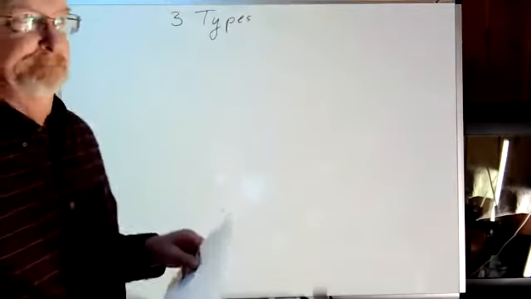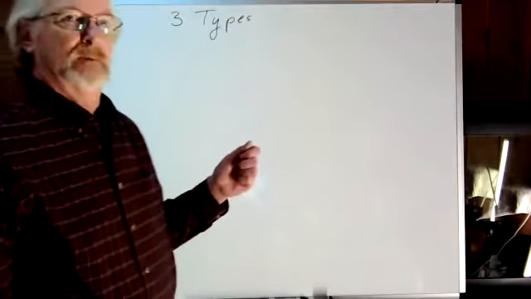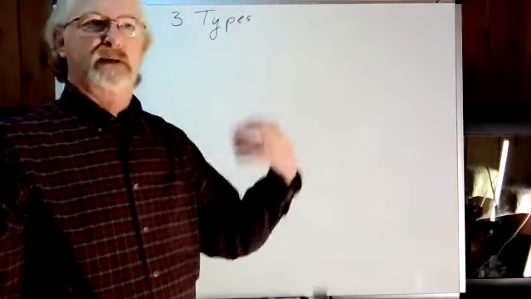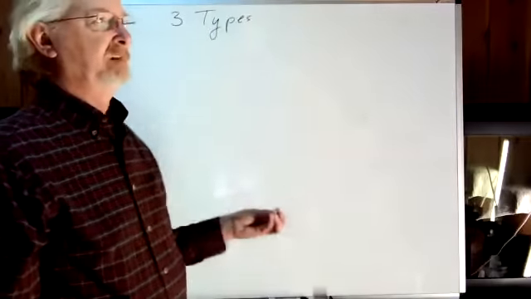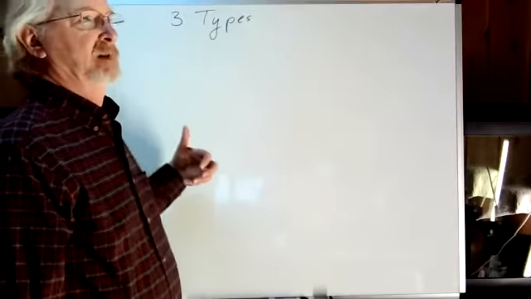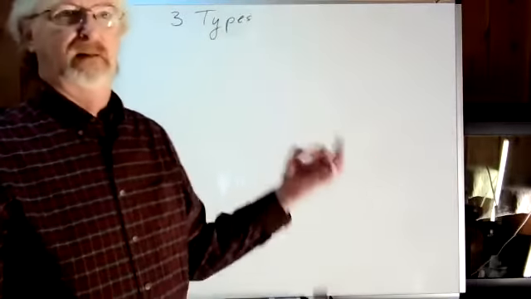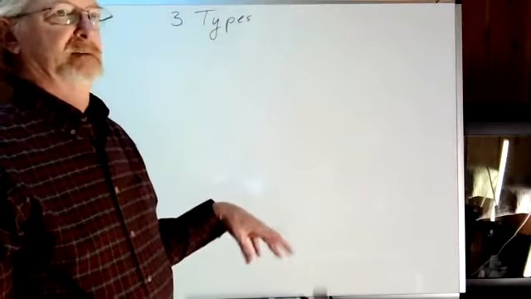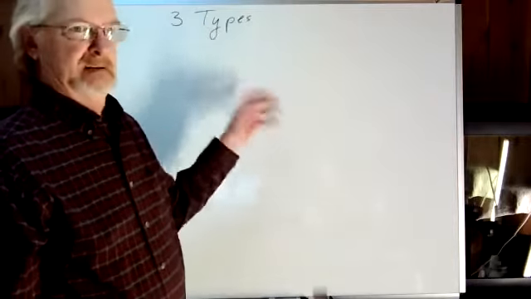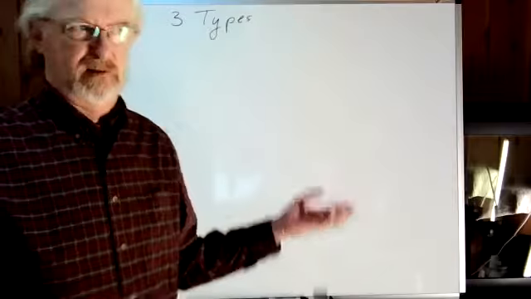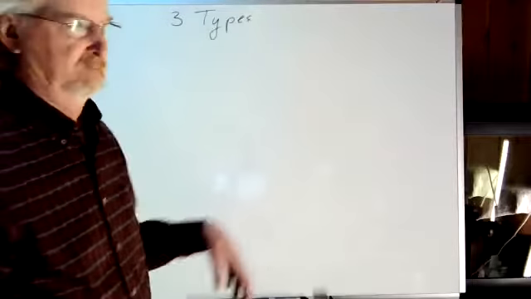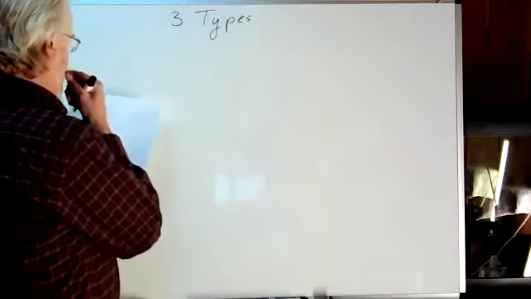All right, third type. We found the actual number that was some percentage of a starting value. We found the starting value that we took the percentage of. The third type is, if we've got these numbers, what percentage is this one of that one? What's the percent value?